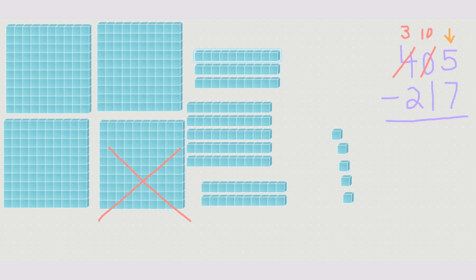Great. I'm still, though, working in my ones column. I still can't take away 7 ones. So there is another trade I have to make. I have to take out 1 ten stick and put in 10 ones.